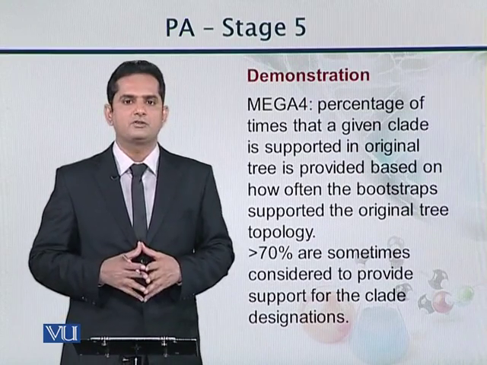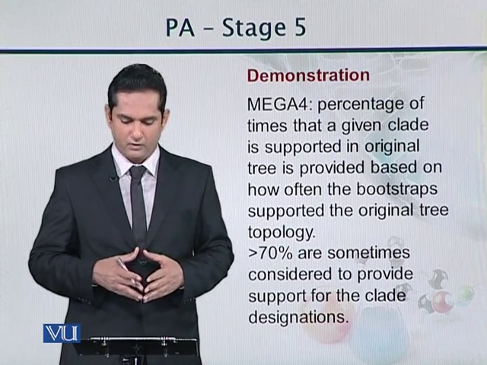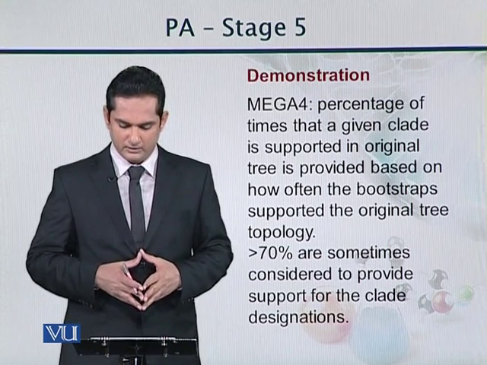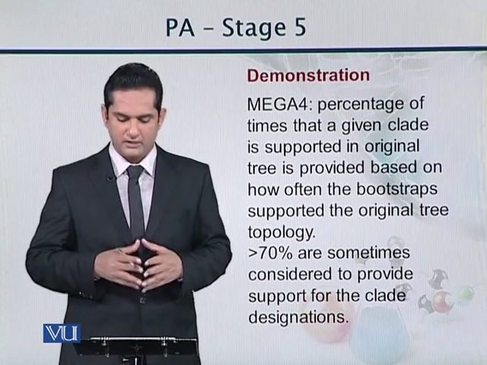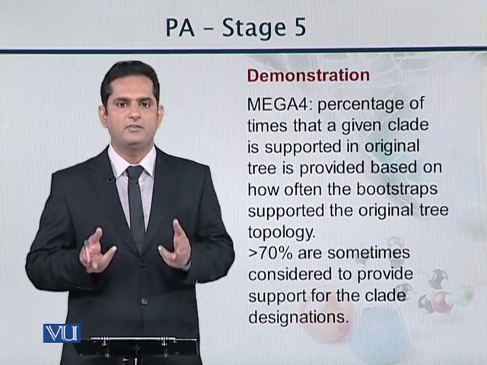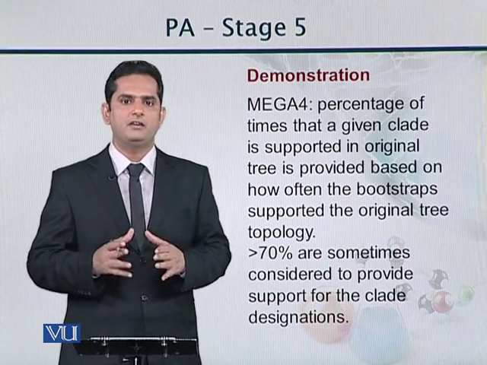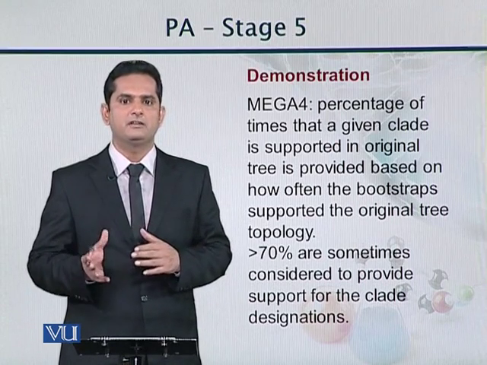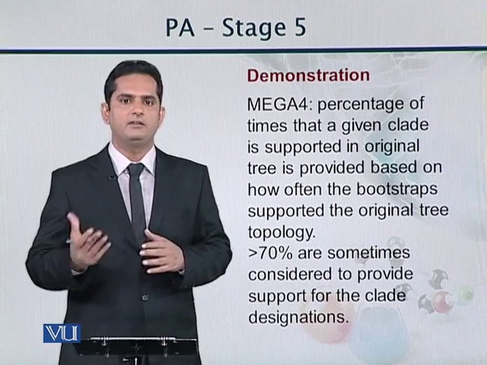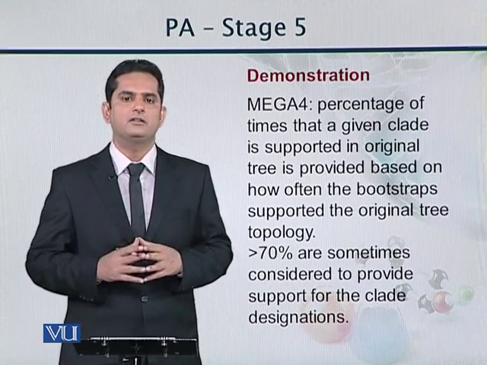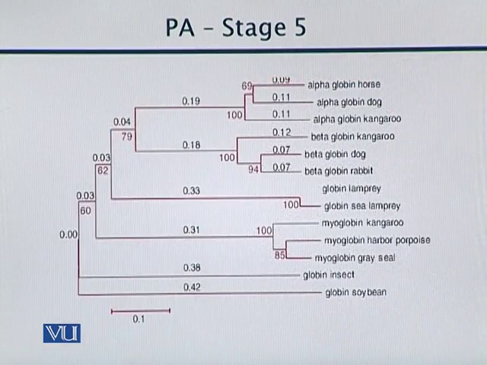For demonstration purposes, I am showing an example from MEGA software. It shows the percentage of times that a given clade is supported inside a phylogenetic tree. If that percentage is high, for example in our example, if it is more than 70%, we will say that it is a very good estimate. If it is less than 70, we say that it is not a good estimate. I will continue with this example.